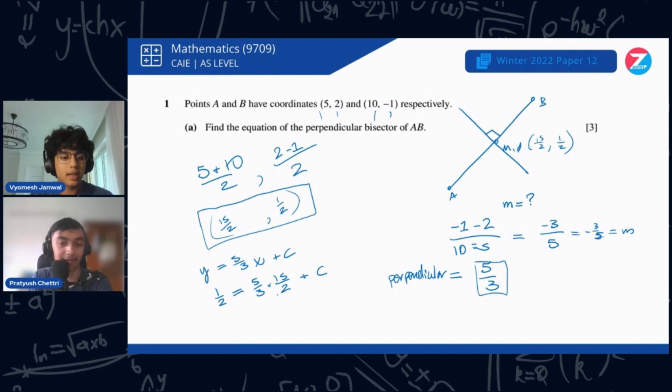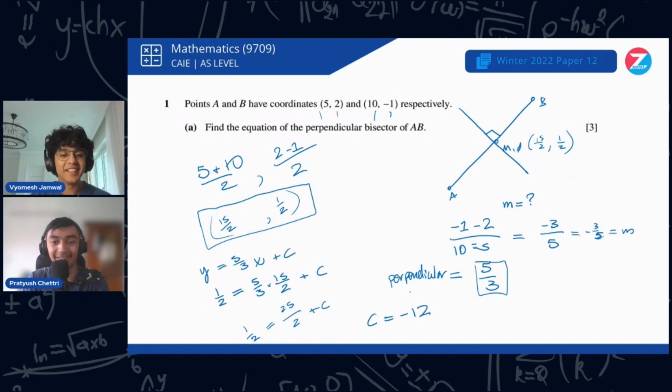And in this case, I don't have a calculator with me. Can you calculate that out? 5 upon 3 times 15 upon 2 gives us 25 upon 2, and a half plus c. So basically 25 upon 2, we just go to the other side. That gives us minus 12. C equals 12, right? Minus 12. Yeah, minus 12. Okay, then. Why am I writing 13? Where is this? Minus 12.